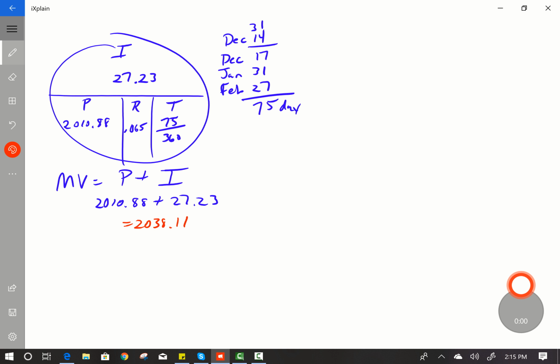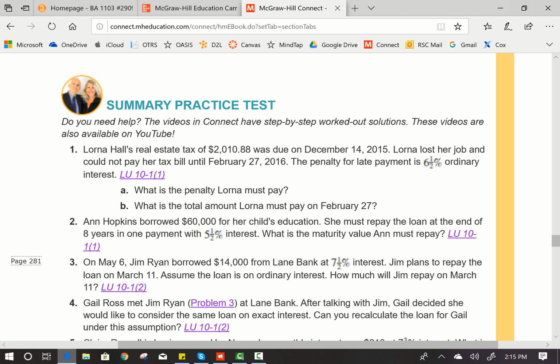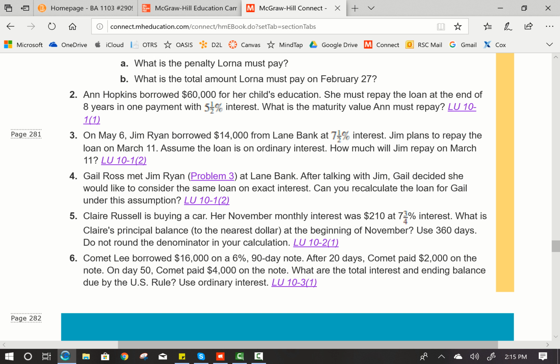Okay, let's go ahead and look at the next question. Next question is Ann Hopkins. Remember, these values may be a little bit different based upon what's populated in the Connect activities or the end of the chapter exercises, because it's a different version. But Ann Hopkins borrowed $60,000 for her child's education. She must repay the loan at the end of 8 years in one payment with 5.5% interest. What is the maturity value Ann must repay?